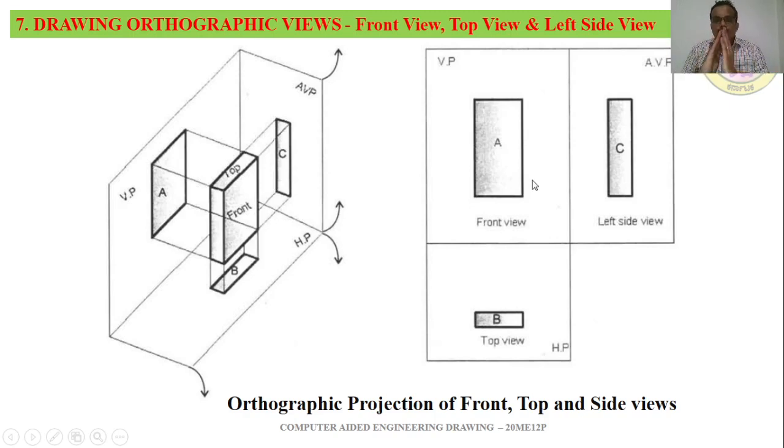So when we open these planes and place them on the drawing sheet, it will look like this. Always the vertical plane will be on the top of the top view, and A is the front view, B is the top view, and C is the left side view of the object, and all together the three views we call orthographic views.